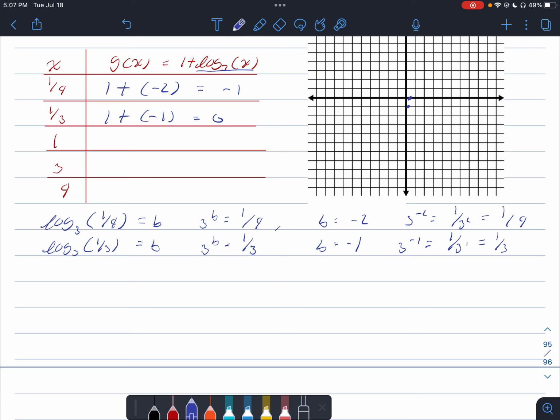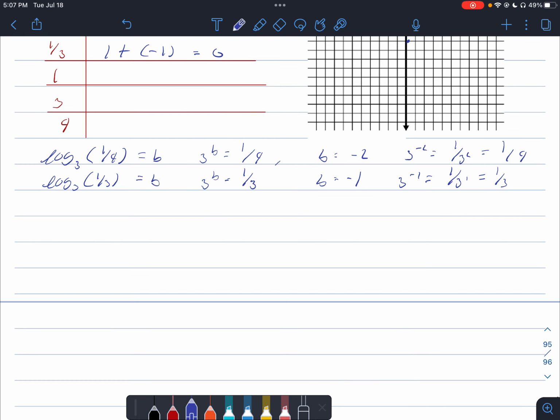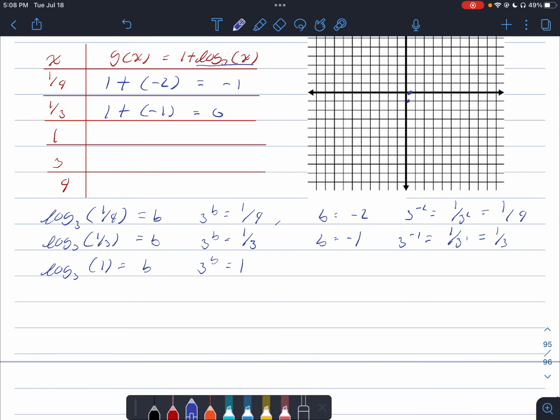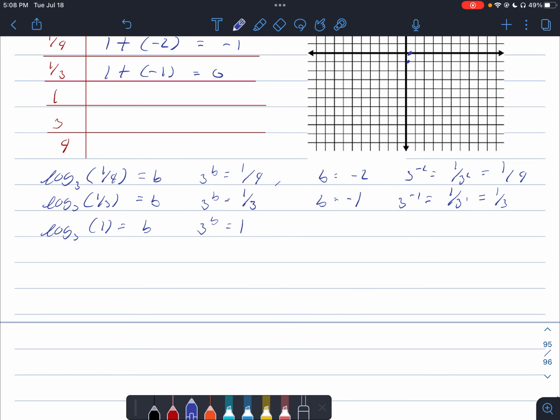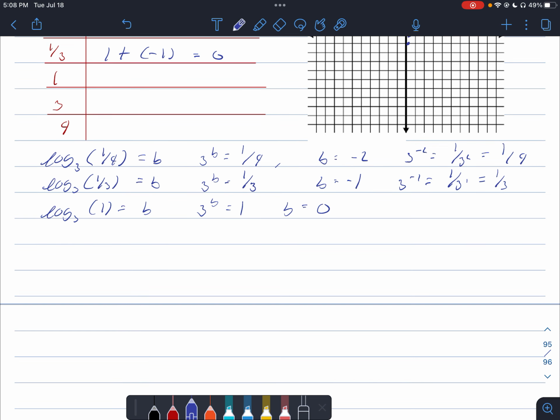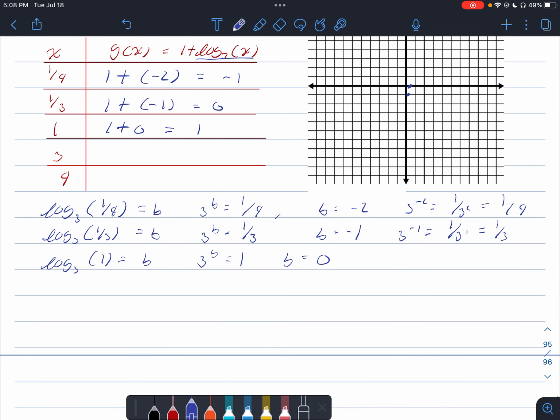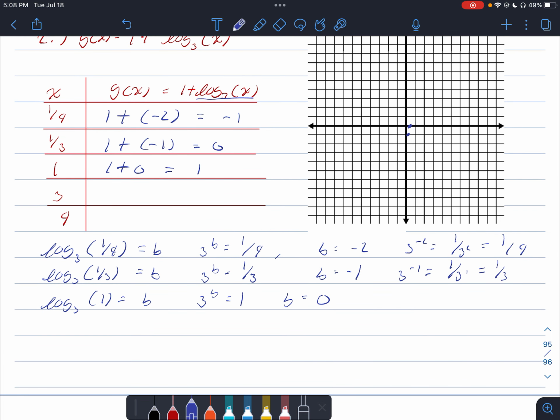Okay, let's try 1. So here we have log base 3 of 1 is equal to b. So here we can do 3 to the b is equal to 1. All right, so that must mean that b is equal to 0, because anything to the 0 is 1. All right, so since b is equal to 0, that means log base 3 of 1 is equal to 0, and therefore we have 1 plus 0, which is just 1. So at x equals 1, we have g of x is equal to 1.